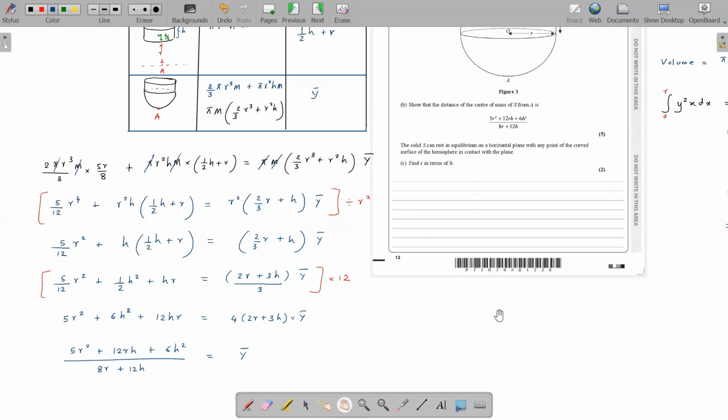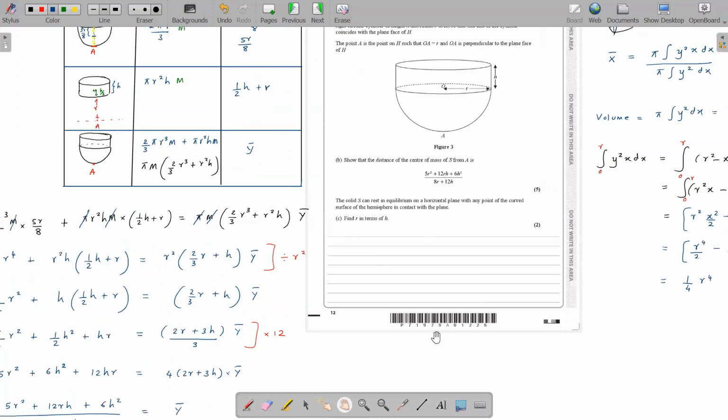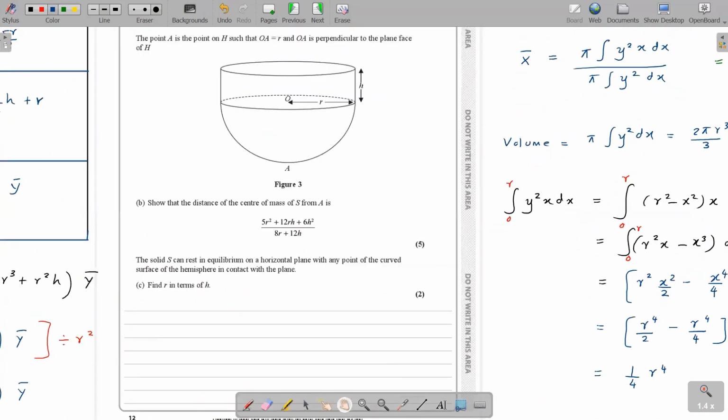Okay, so now we come to the last part. So the 5 mark part is done. We'll move to the last part now. In the last part, they say the solid S. So now look at this. It's just 2 marks.